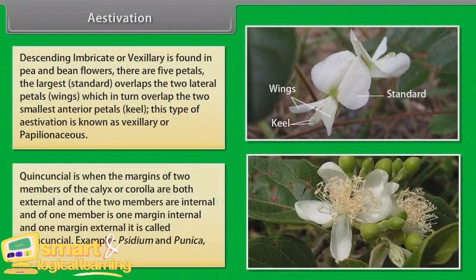Quincuncial is when, of the 5 members of the calyx or corolla, 2 members have both margins external, 2 members have both margins internal, and in one member one margin is internal and one margin is external. Then it is called quincuncial. Example, Psidium and Punica, etc.